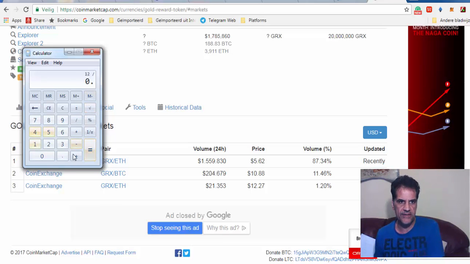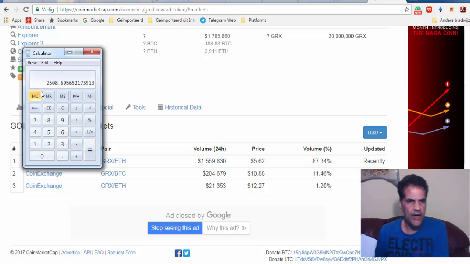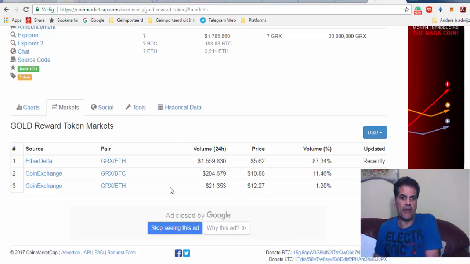First of all, I have to deduct 12 minus 0.46, divided by 0.46, times 100. That is 2,500%. Let me do it again: 12 minus 0.46, divided by 0.46, times 100. 2,500% on your money.